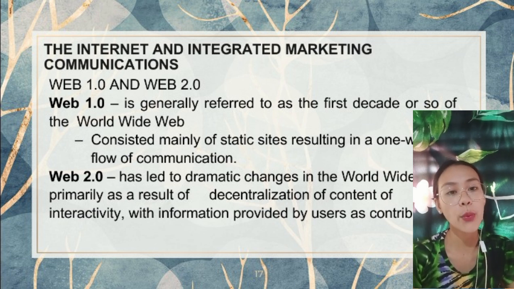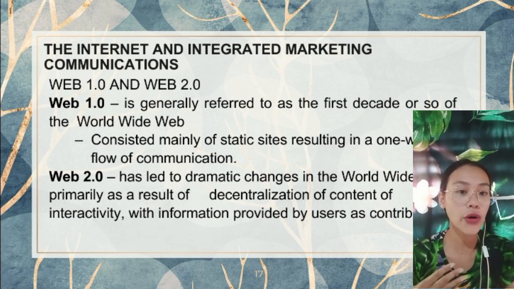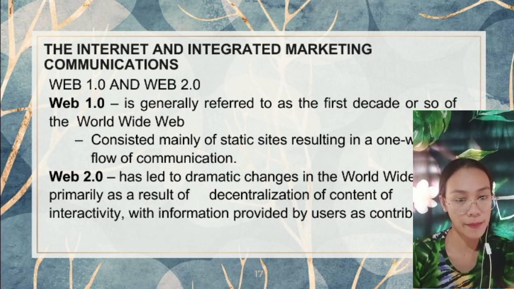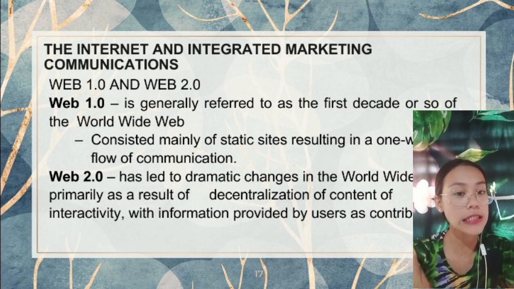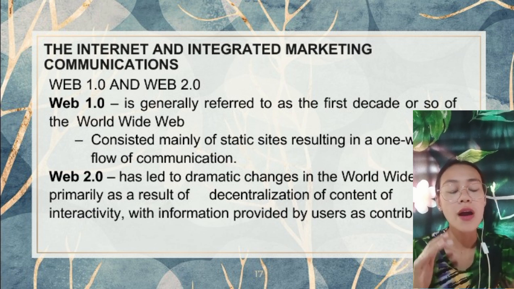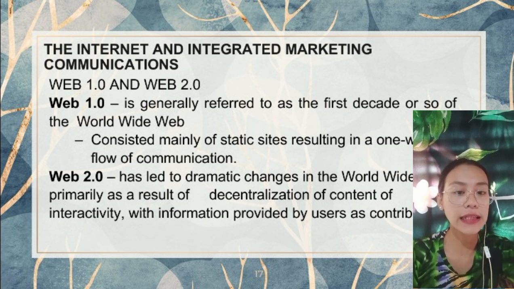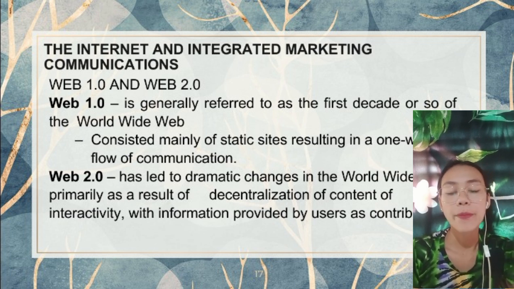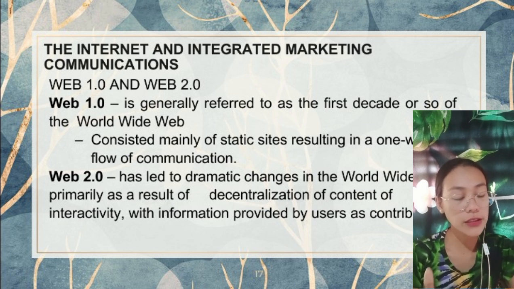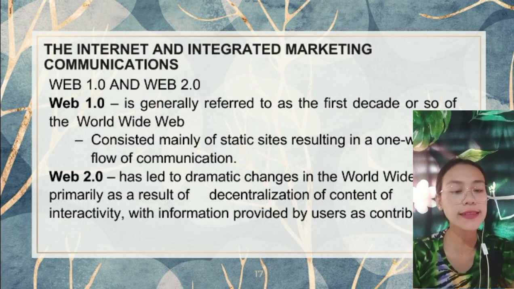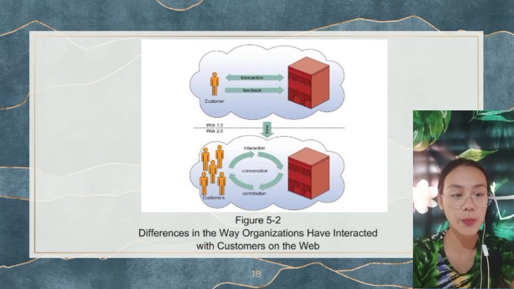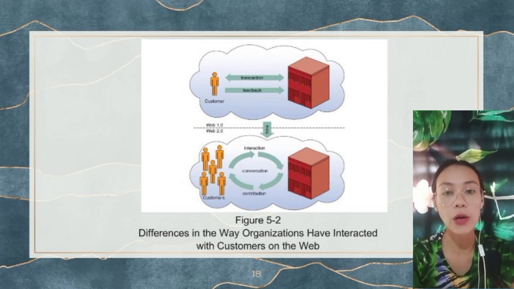Web 1.0 is generally referred to as the first decade or so of the World Wide Web. It consisted mainly of static sites resulting in a one-way flow of communication. While the Web 2.0 has led to dramatic changes in the World Wide Web, primarily as a result of centralization of content and interactivity with information provided by users as contributors as well as the Web 1.0 participants. So here are the distinctions between the Web 1.0 and the Web 2.0.